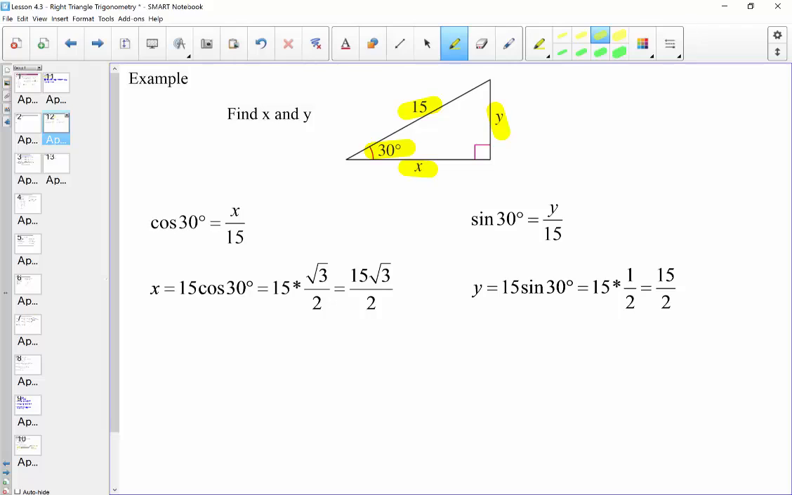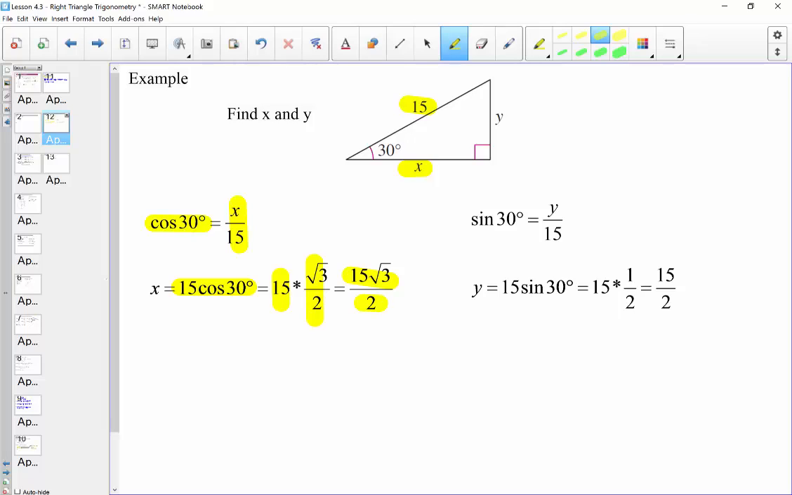We know that the cosine of 30 degrees equals the adjacent side x over the hypotenuse 15. If we solve for x, we get 15 times the cosine of 30 degrees. Since the cosine of 30 degrees equals the square root of 3 over 2, and multiplying that by 15, we get 15 times the square root of 3 over 2.